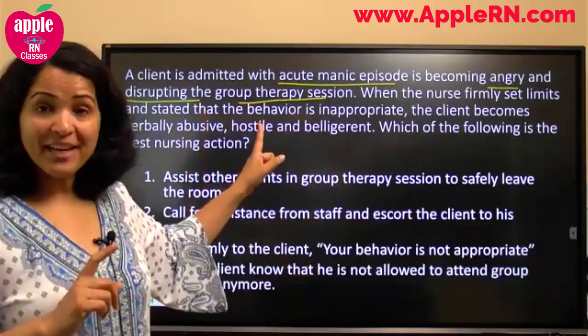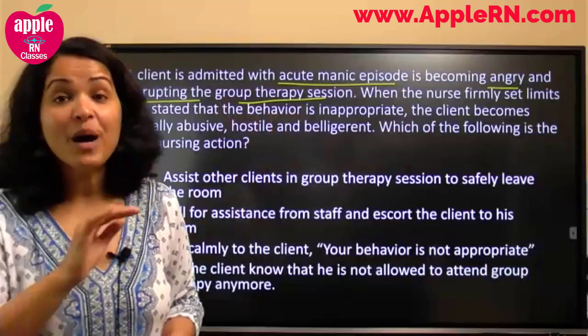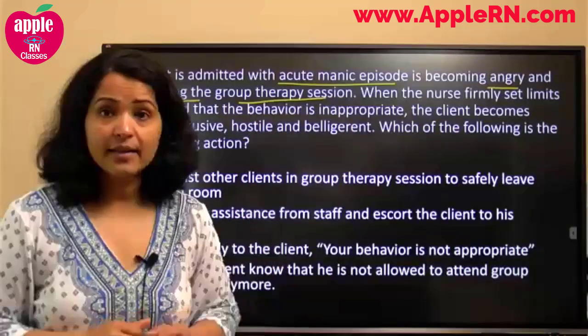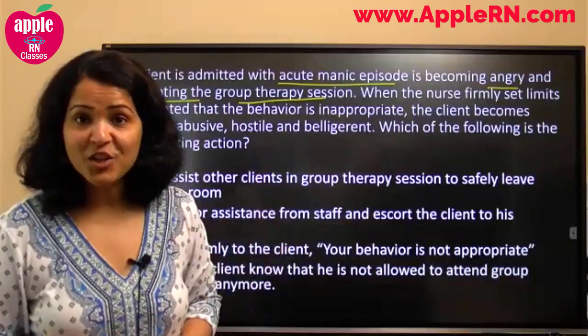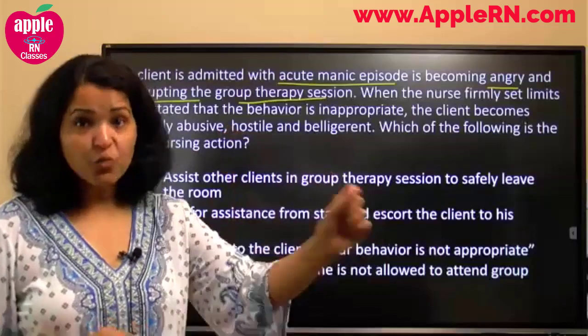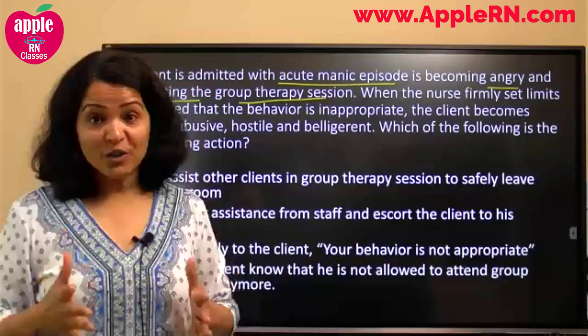And with this patient in an acute manic episode, we don't want to have any power struggles. We don't want to say, you do like that, you are not getting this. You are not the one who decides here. I am the nurse in charge. I will decide. You act according to what I say. If we say something like that, that's a lot of power struggle.